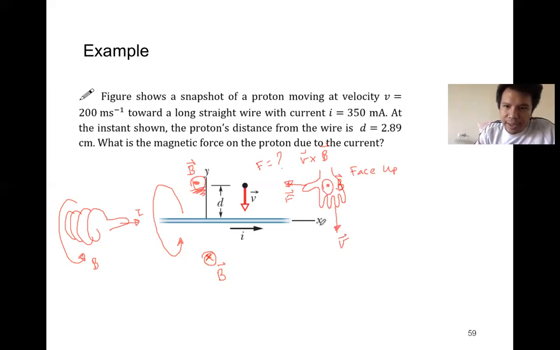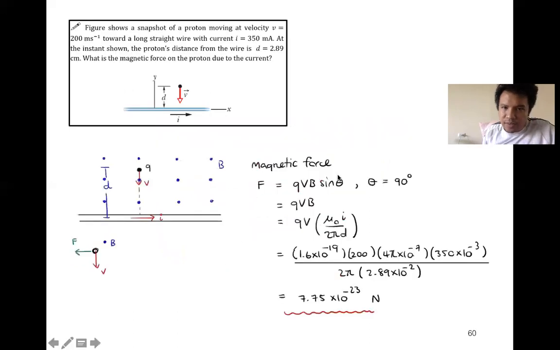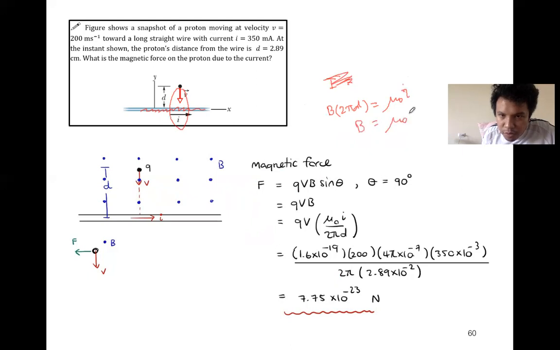And in order to calculate the magnitude, we start with Ampere's law on the current I. I can say that B times 2 pi d, if I create an Ampere's loop of 2 pi d, equals mu 0 I. So B is equal to mu 0 I over 2 pi d, and I use this magnetic field from I and put it into this qVB. Then finally you can calculate the force.